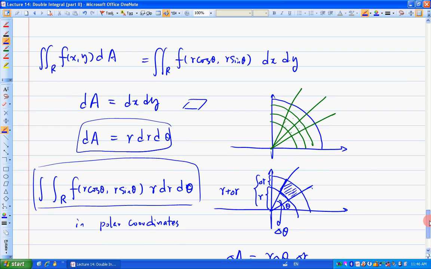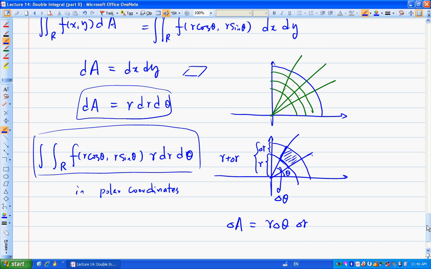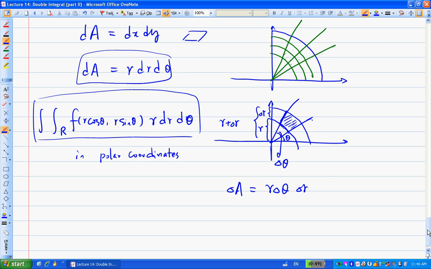Okay. So we went over the general steps of doing a double integral in Cartesian coordinates. We draw lines, vertical lines, horizontal lines, it doesn't matter. So let's take a look at the same approach here. What will be the general approach of doing a double integral using polar coordinates?